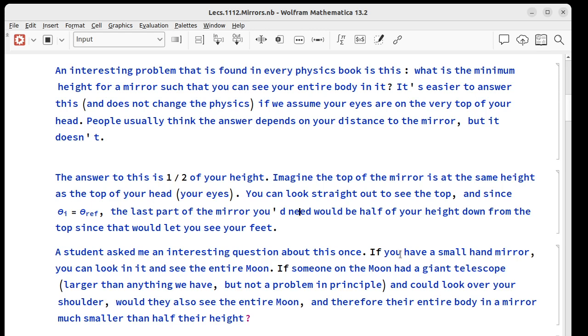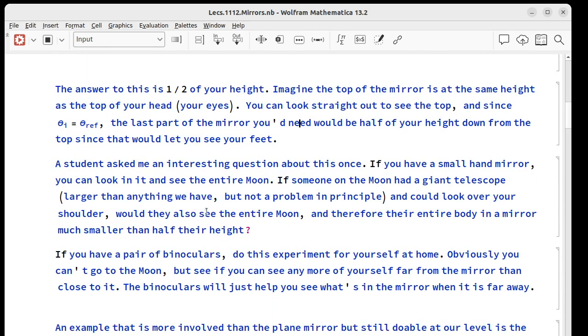So if you imagine the eyes on top of your head looking out at the very top of the mirror, you've got that direct reflection back so you can see your eyes. If you imagine looking all the way down to your feet, you would be looking halfway down the wall, and that could be the bottom of the mirror. You don't need any of the mirror from halfway down to the floor. So you don't need a full-length mirror. You need one that's half your height. And we know this because we have the law of reflection, theta incident equals theta reflected.